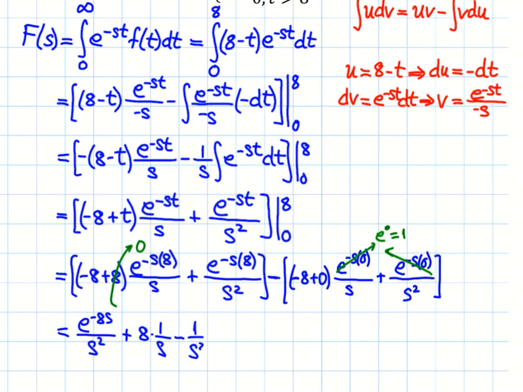If we want to, we can put everything under s squared, a common denominator. And we have this, and this function is only defined if s is not equal to 0. If s is equal to 0, dividing by 0 is undefined. So for this problem, s cannot be equal to 0. That's what we have.